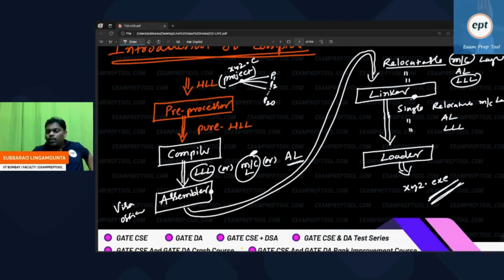Make it fast now. The loader is also completed. Where is the program now? Now it is there in the main memory. Some people are asking, because the loader is done, my program is there in the main memory, sir, what is the name of that state? That state is called the ready state.